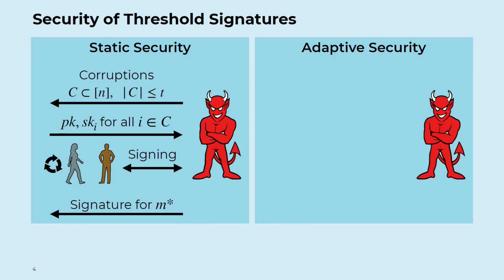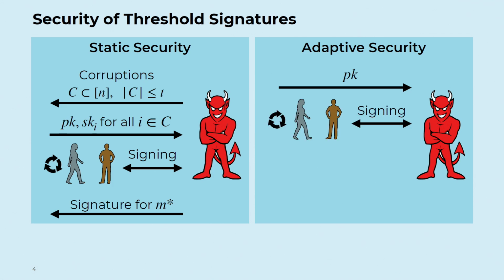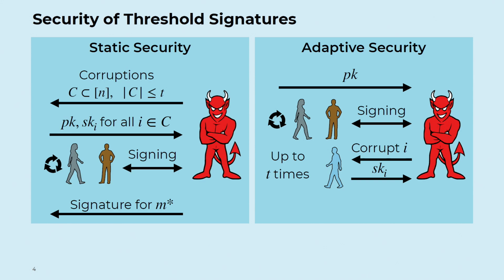And this is much stronger. Here the adversary first learns the public key, and then it can interact in the signing protocol, and at any point in time it can make corruption queries. It says, I want to corrupt user i, and then it learns the secret key of that user.